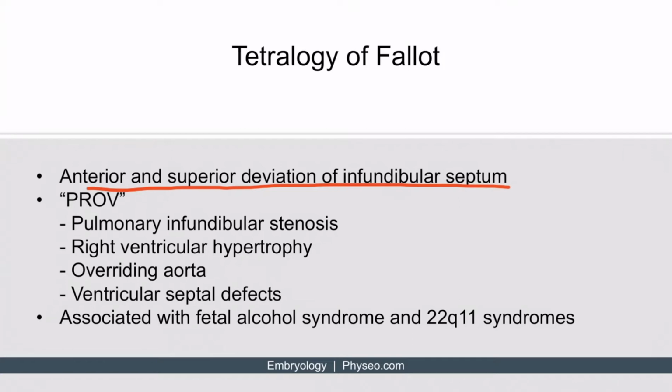Tetralogy of Fallot is made up of 4 components, hence the tetra prefix in the name. These 4 components can be remembered by the mnemonic PROVE, which stands for pulmonary infundibular stenosis, right ventricular hypertrophy, overriding aorta, and ventricular septal defects. You should also know that tetralogy of Fallot is associated with fetal alcohol syndrome, as well as 22q11 syndromes.